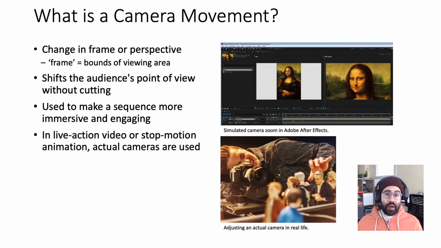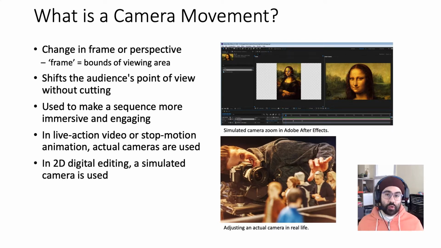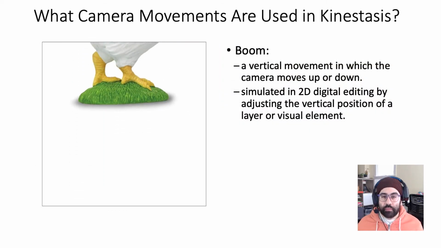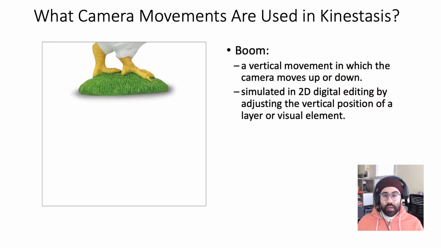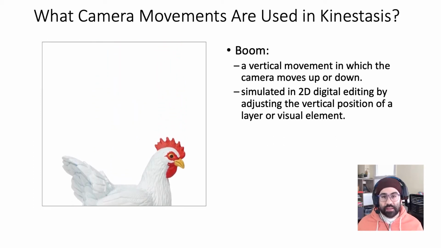When we're talking about live action video or stop motion animation, actual physical cameras are used and moved around in real space. In 2D digital animation, we're talking about a simulated camera where we'll make changes to software settings that basically mimic what a physical camera would do. There's lots of different camera motions, but these are the basics that we would see in kinesthesis.